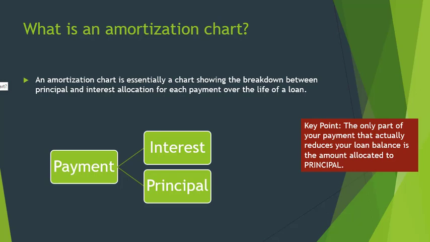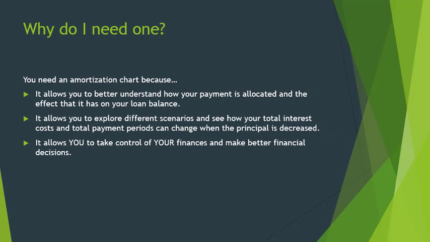An amortization chart is essentially a chart that shows us the breakdown of interest and principal for every payment that is made on the loan. What's key is that for every payment you make, only the principal piece actually reduces your loan balance. The interest piece does not. The interest is just an expense. It's money that you are paying to the bank for letting you use their money. So ideally, you want as much of your payment going toward principal as possible because that's what actually lowers your balance.